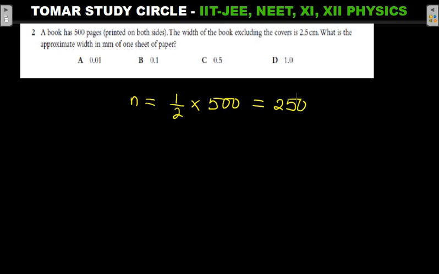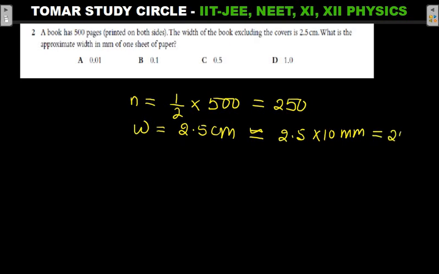Next, the width of the book W is given here as 2.5 centimeters. That can be written as 2.5 multiplied by 10 millimeters. So that becomes 25 millimeters. That is the width of the whole book.